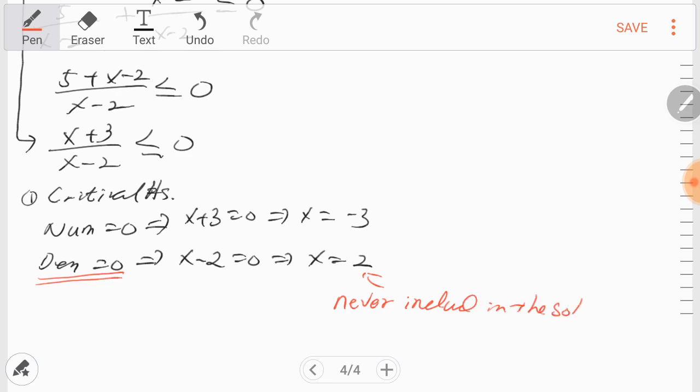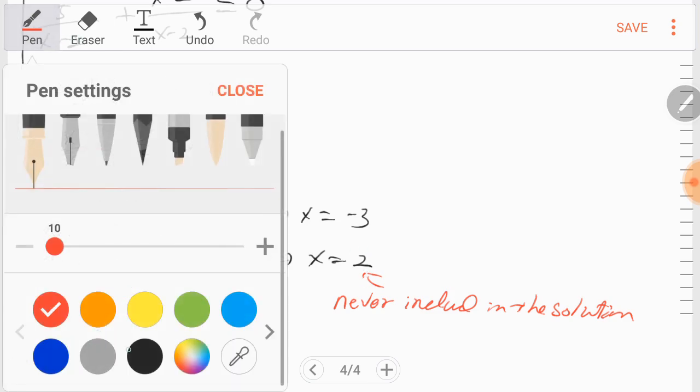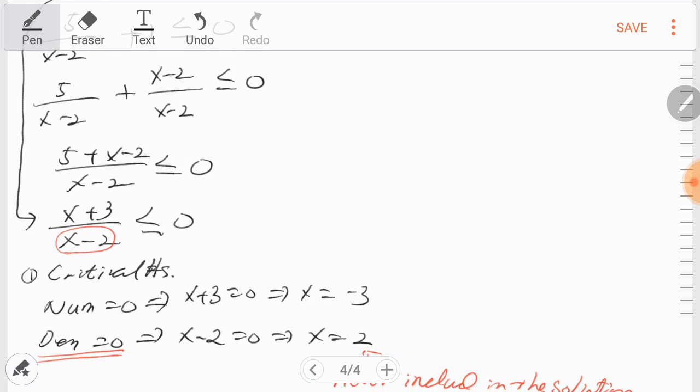Why? Because if x equals 2, then the denominator is 0, so the expression is undefined. That's why we will not include it. From here, let's plot these two numbers on the number line. So x equals negative 3 and 2. There are 3 intervals and 2 is never included.